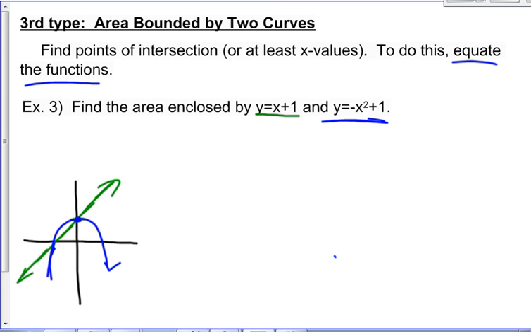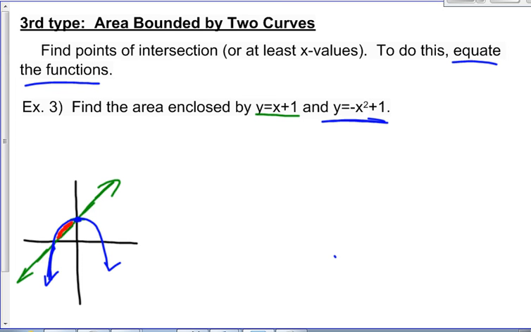Now, I'm not sure exactly where these points of intersections are. I'm just kind of eyeballing it. It kind of looks like they intersect at 0 and something to the negative. But the area that's enclosed is this little piece here. None of the other areas are bounded on all sides. That's the little portion that's enclosed.